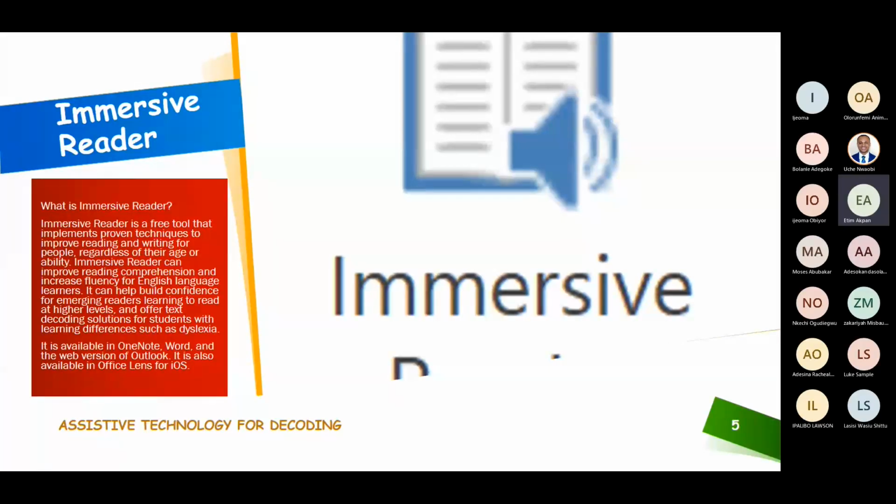It is available in OneNote, Word, and the web version of Outlook. It is also available in Office Lens for iOS. So we're going to take a dive into Immersive Reader, see how we can use it in our classroom. You'll be amazed that with some of these tools, when you see a student struggling, you just sit the student down. All you need is data. Open it, and the student begins to. Like we said, these are proven. With a little time, and you following up on them, you see those students begin to get better.